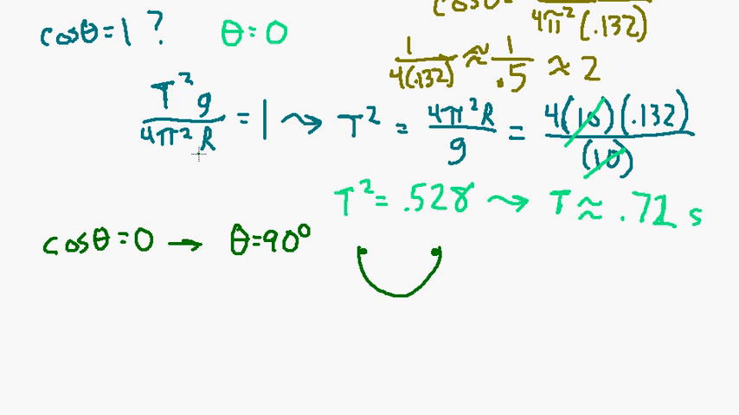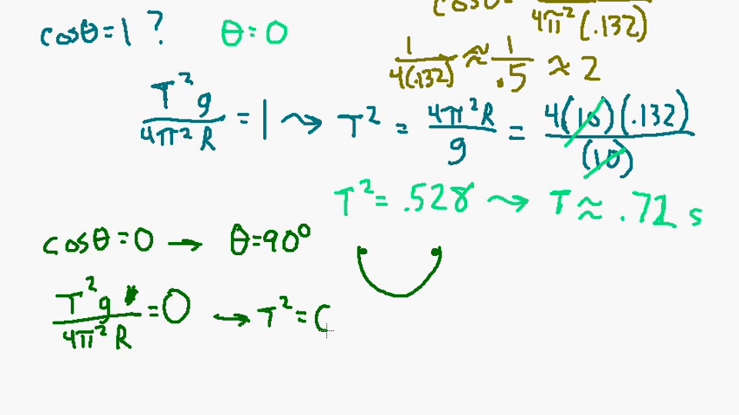This is going to be freaky, right? Because t squared g over 4 pi squared r equals 0. All that equals 0. Now, we know these are all positive numbers, right? So there's nothing freaky going on down here. g is positive, and we know g and R. Really what this means is that t squared has to equal 0, which means t has to equal 0. So I guess this means any period between 0 and 0.72 is doable.